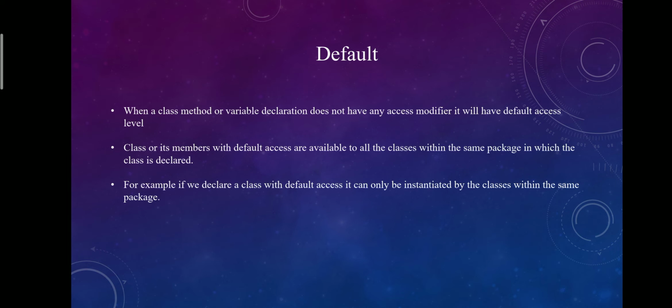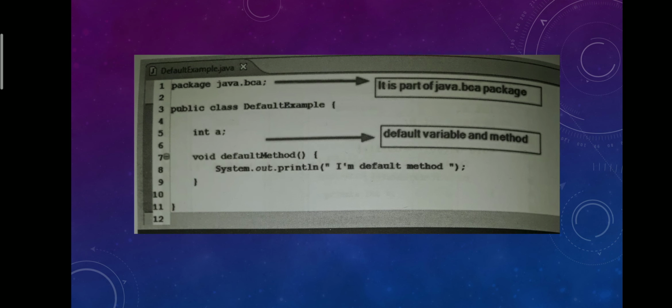Now default. If there is no value given for something, it is denoted as default. When a class, method or variable is declared without any access modifier, it will have the default access level. A class or its member functions with default access are available to all the classes within the same package in which the class is declared. So this is an example for default. For default, if the user doesn't give any value, then it takes the default.